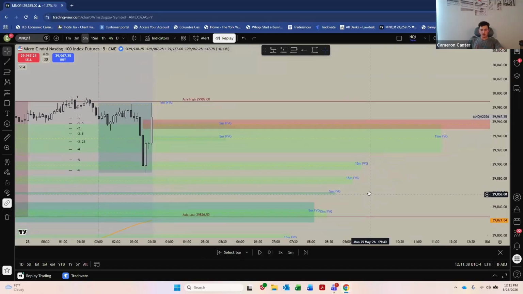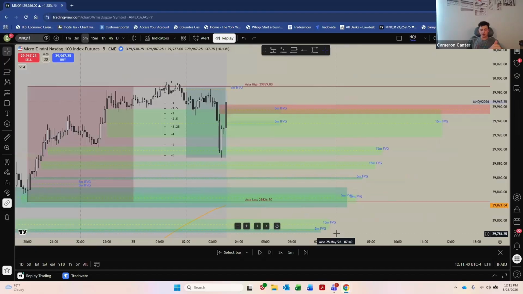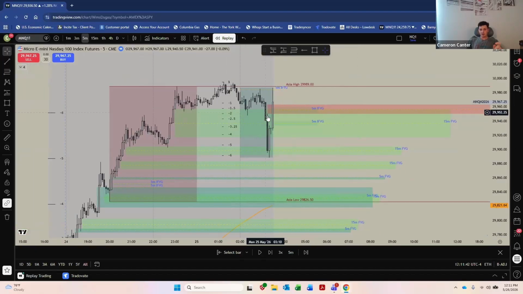Okay. To make these rejection blocks, again, we're looking for 3 types of rejection blocks. Rejection wicks off of CISDs, rejection wicks off of fair value gaps, and rejection wicks off liquidity sweeps. Rejection wicks off liquidity sweeps are more often the scarier one. Rejection blocks off of fair value gaps is the most common one. And I think rejection blocks off CISDs are the best ones.